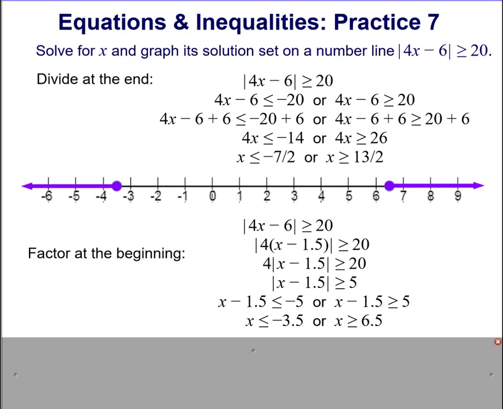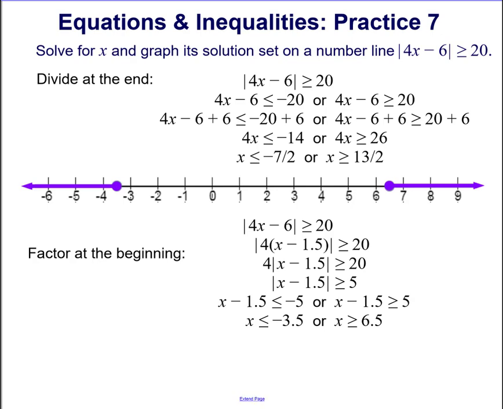Then we set up our two different inequalities. We have x minus 1.5 is less than or equal to negative 5, or x minus 1.5 is greater than or equal to positive 5. And again, you see we have the same two inequalities. We have x is less than or equal to negative 3.5, which is equivalent to negative 7 over 2, or we have x is greater than or equal to 6.5, which is equivalent to 13 over 2. So these are the solutions given the two different ways you can attack this problem. How did you do?